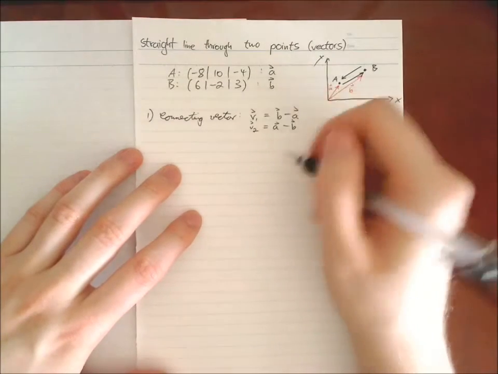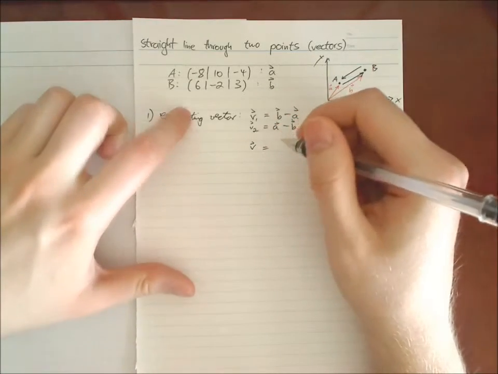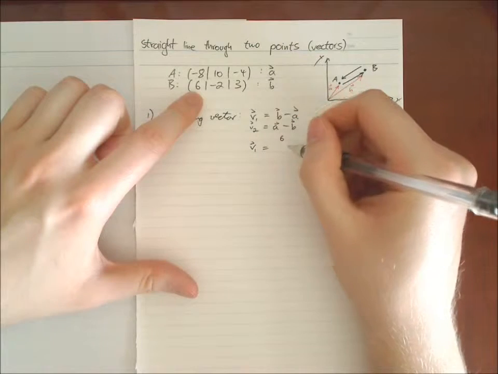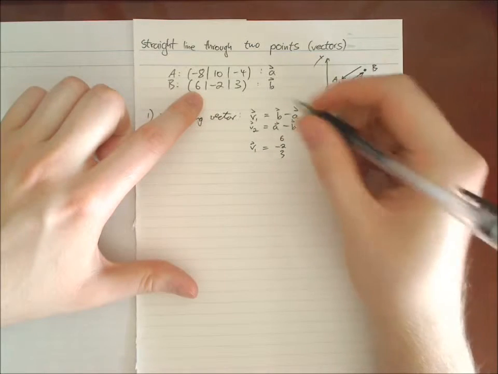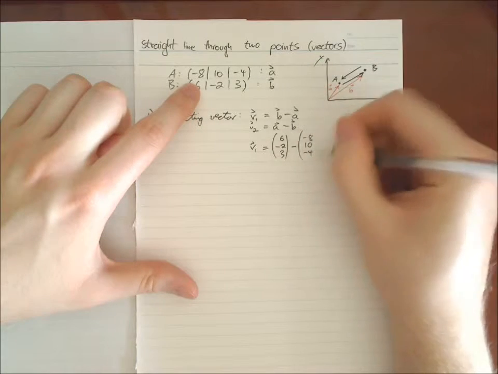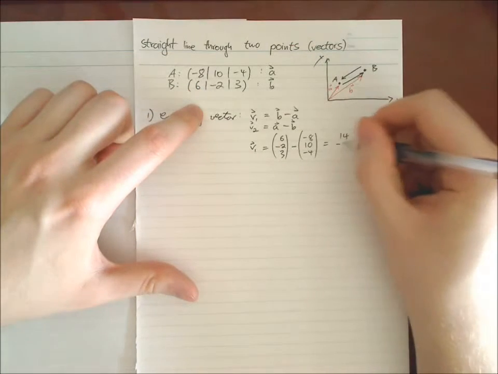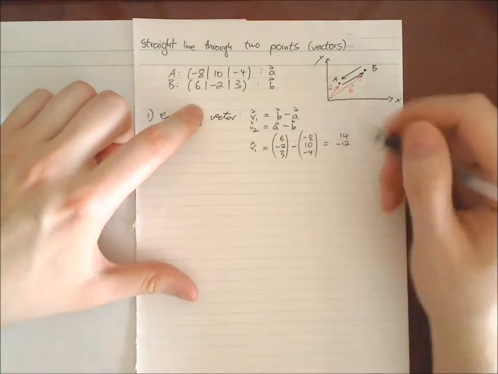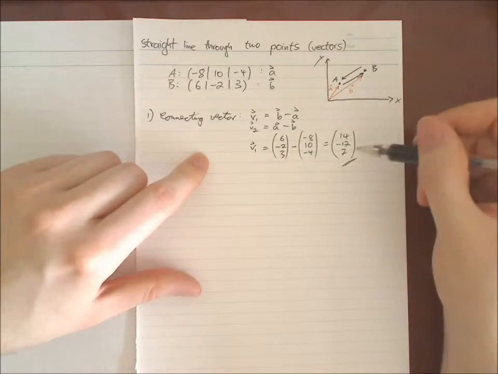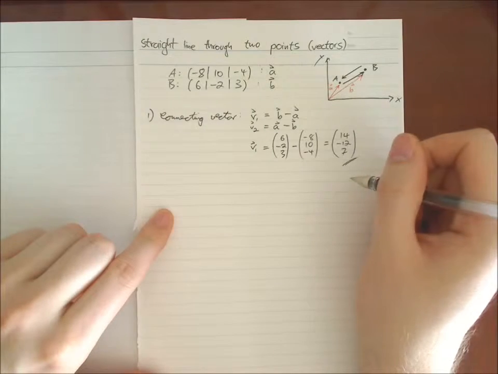In this case, I take V1, and I say V is B, which is 6, minus 2, 3, and we subtract A, which is minus 8, 10, minus 4. We end up with 14, minus 12, and 3 plus 4 is 7. So now we know the connecting vector, and this is the directional vector. Then we are actually already done.